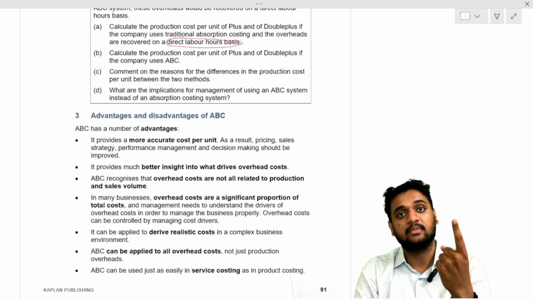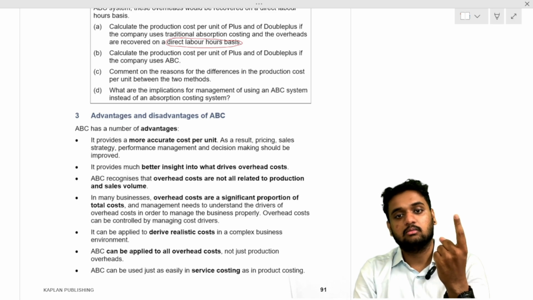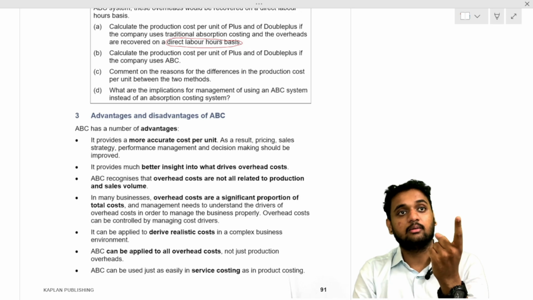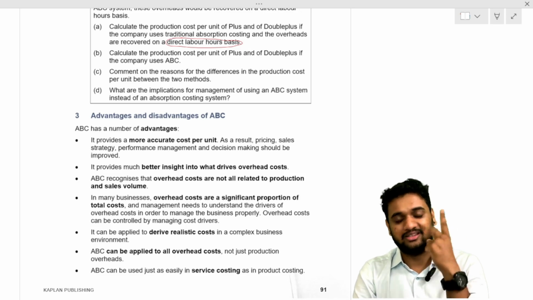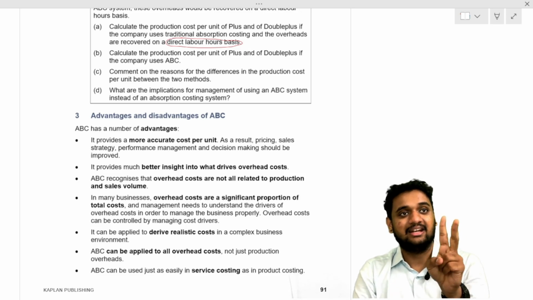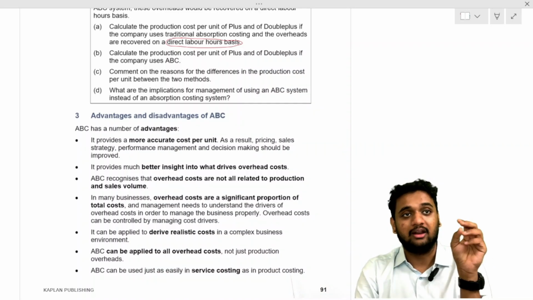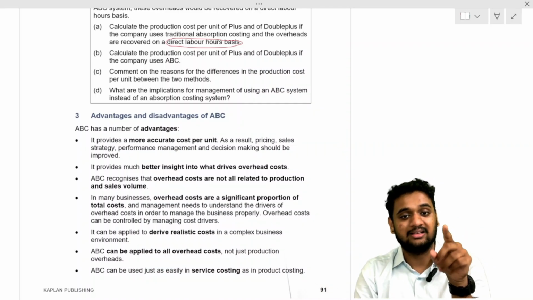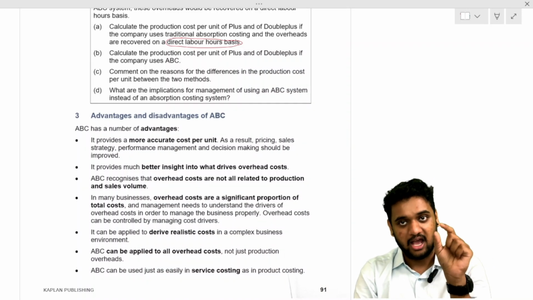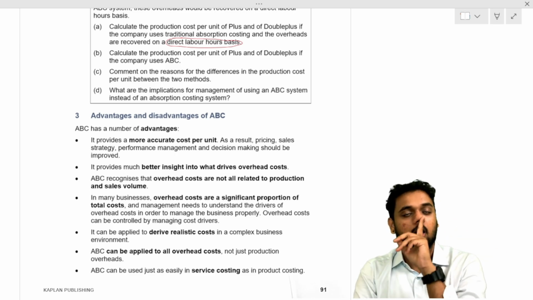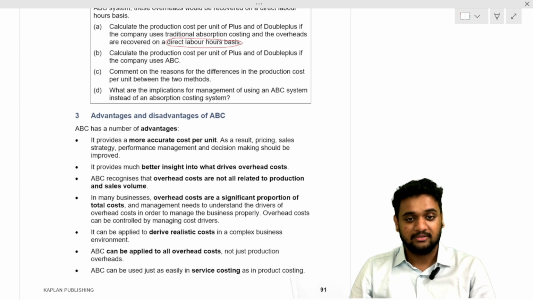What is the first point? More accurate cost per unit. Second point? It gives a better insight on what drives the cost. First point A is accurate: more accurate cost per unit. Second B, better insight on what drives the cost. Understood? Third point.